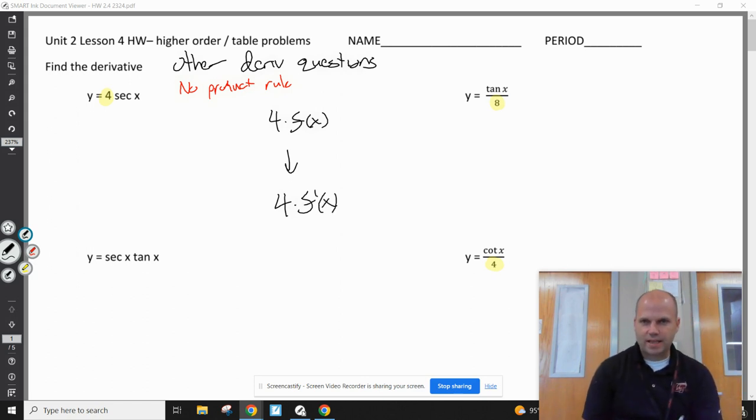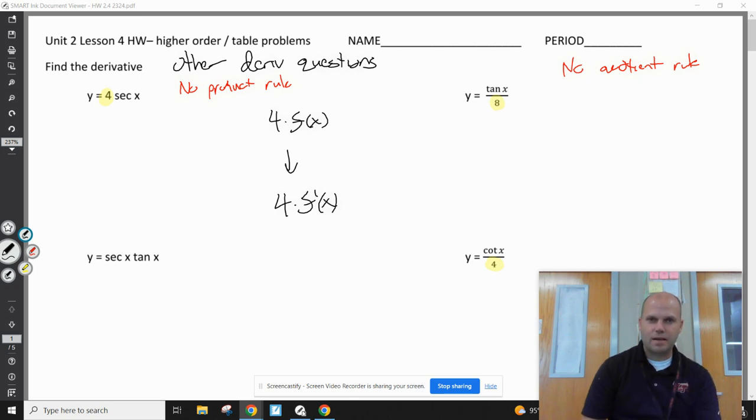That's the first thing. Second thing is just because you have a constant in a fraction does not mean you have to use the product rule or the quotient rule. Because it's not x's. You don't have x's times x's. You don't have x's divided by x's. You don't have to use a quotient rule.